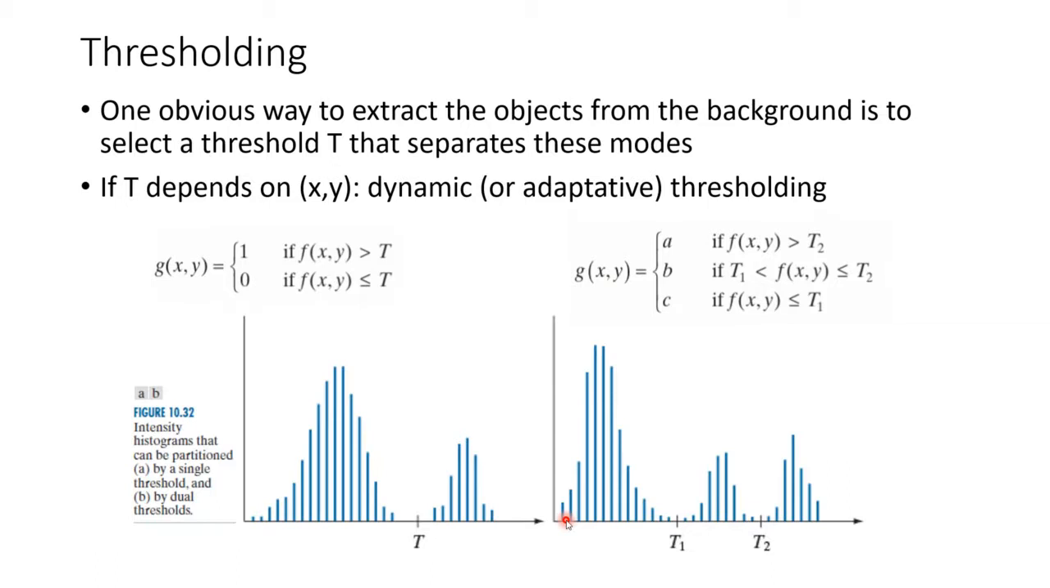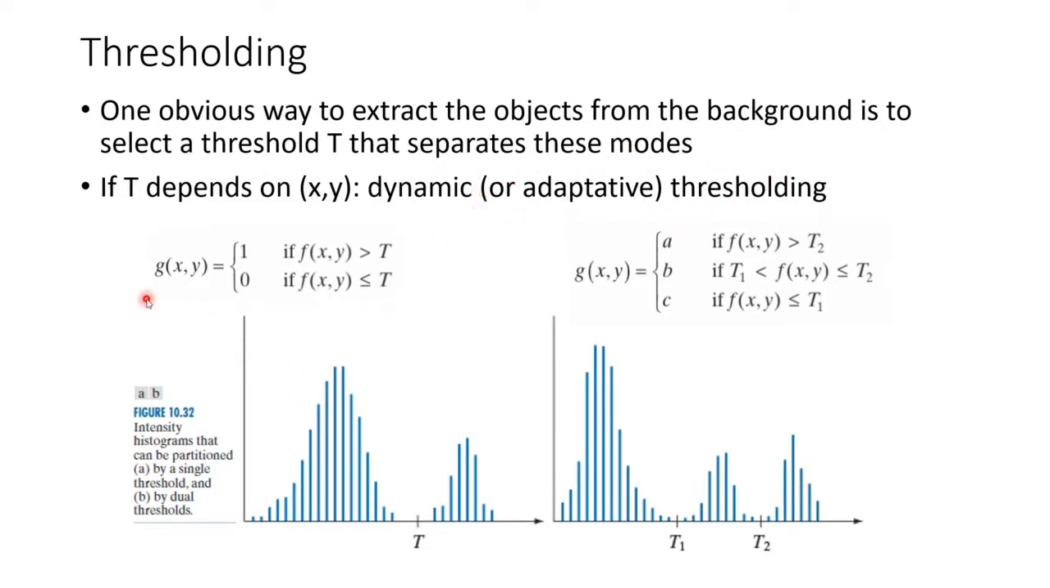But let's start with thresholding, because there's one fundamental method in thresholding that you can't leave a topic like image segmentation without learning. If the threshold T depends on the position of the pixels, we say that this is dynamic or adaptive thresholding. We're going to see one adaptive thresholding method in a few slides.